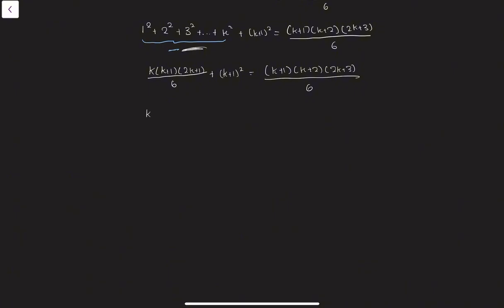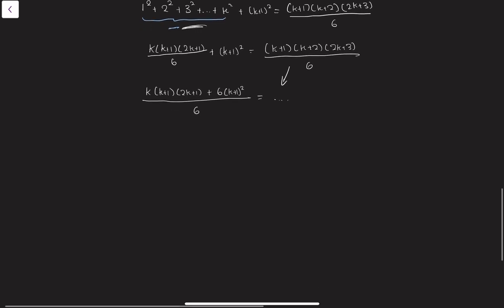Great, so we can go (k+1)(2k+1), plus 6(k+1) squared, all over 6, just bringing everything under one common denominator. And then I'll just write dot, dot, dot, but we know dot, dot, dot represents this, (k+1)(k+2)(2k+3) divided by 6. And then what can we do to this? We can factor out a (k+1), right? So we can go (k+1), and doing that leaves us with k(2k+1) plus 6(k+1), all over 6, is equal to dot, dot, dot.